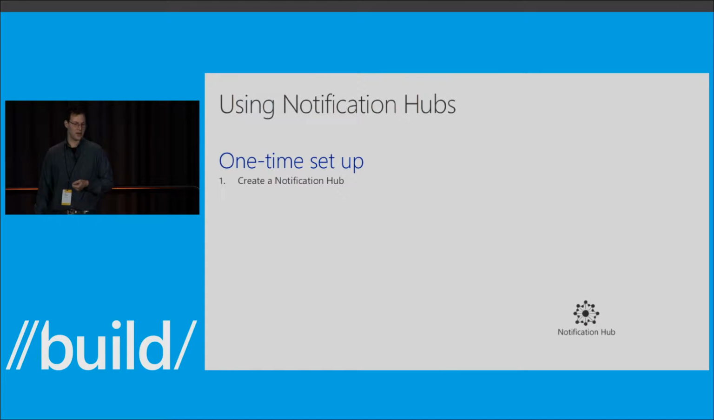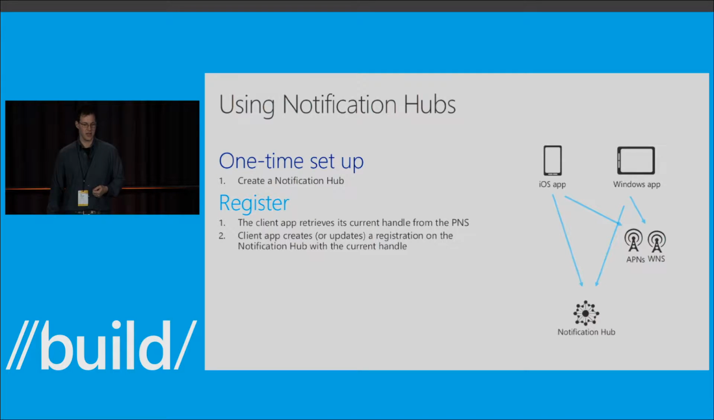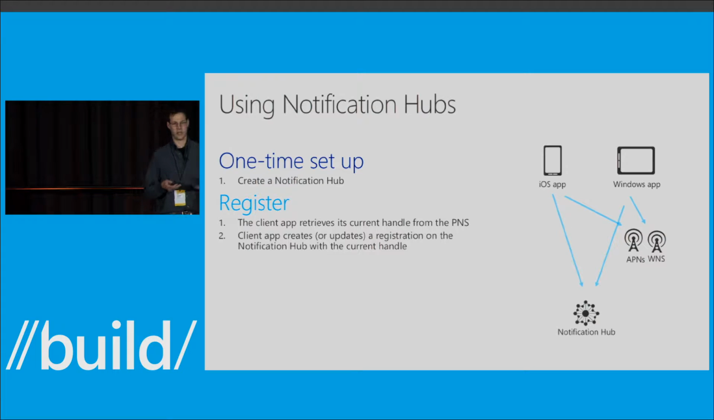So why use notification hubs? First thing, you create one notification hub inside of Windows Azure. You configure it with your PNS credentials: your Apple cert, your package SID and client secret for WNS. And then you basically store the handles, so the channel URIs and the device tokens, inside the notification hub. This means that the notification hub becomes your registry, your device information registry.